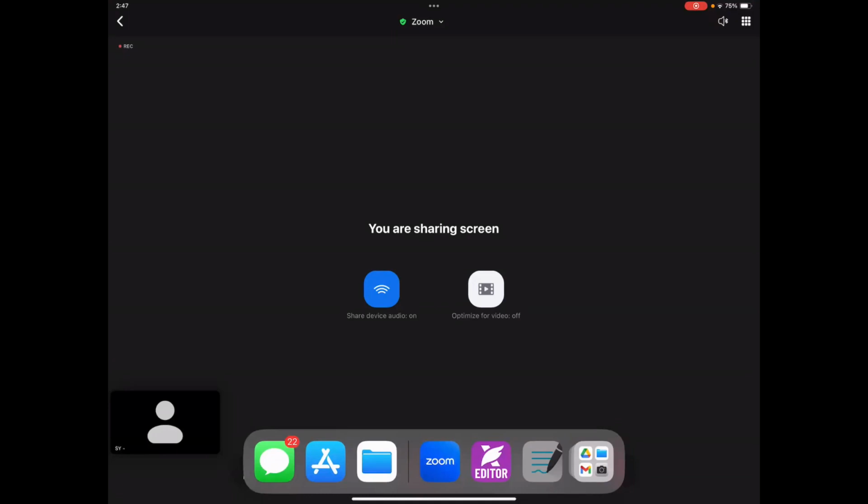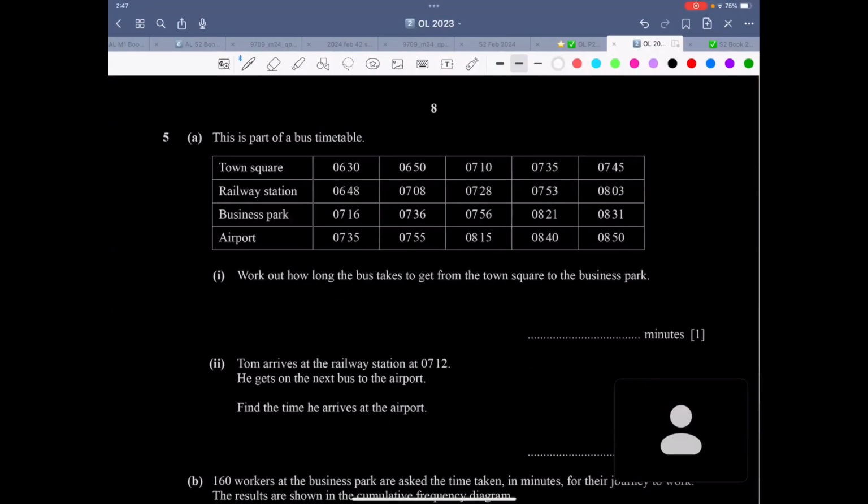So let me first, the recording is still on. Let me share a document over here. That is for the November exam. Mark scheme. We have talked about the mark schemes before, not the mark scheme, the examiner report.